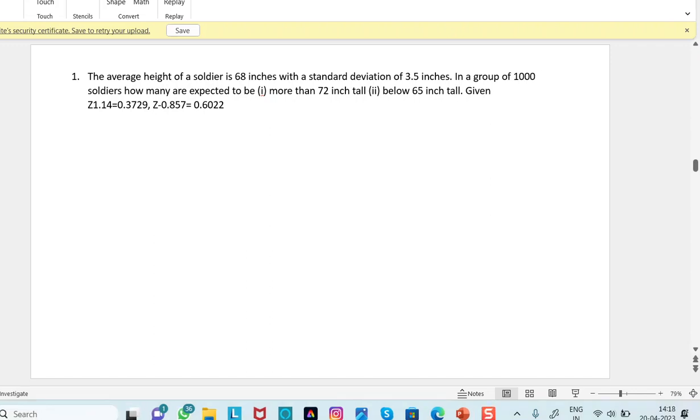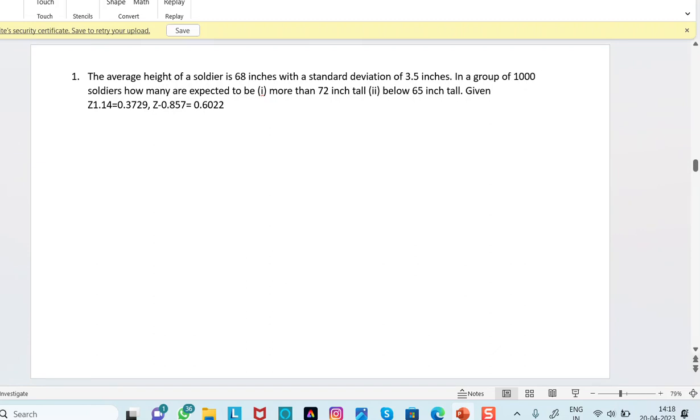We solve the following problem. The average height of a soldier is 68 inches with a standard deviation of 3.5 inches. In a group of 1000 soldiers, how many are expected to be more than 72 inches tall? Below 65 inches tall, there are some Z values which are given.